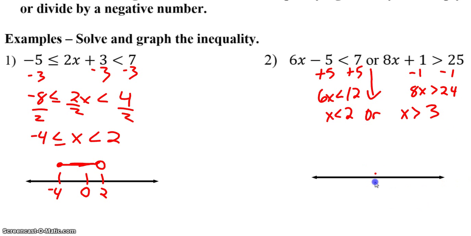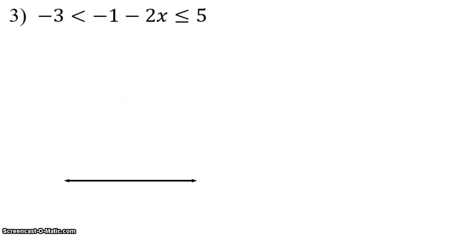So if I go to graph this, you still have your 0. Then you have 2. And you have 3. X is less than 2 would be an open circle, and it would go to the left. X is greater than 3 would be an open circle. It would go to the right. And this or statement, again, stays apart from each other.